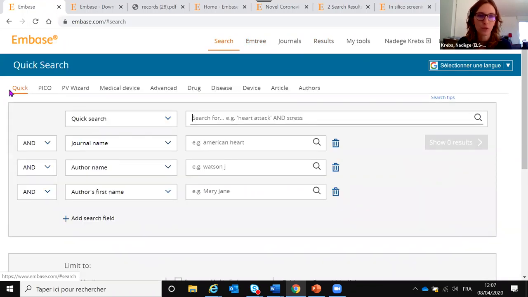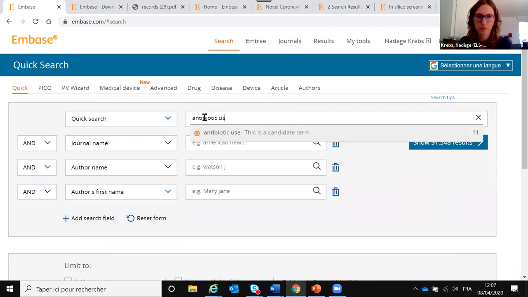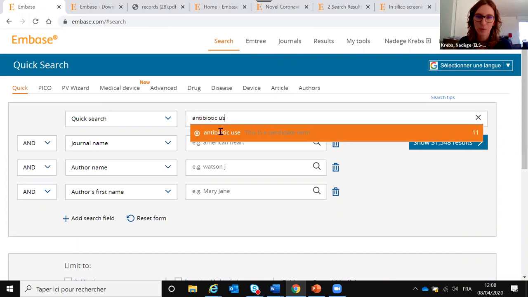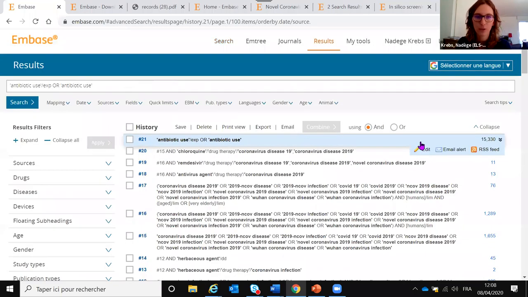I would start the quick search because I want to search. So I go to quick search and I put here antibiotic use. It's a candidate term. So if I put it like this, it will show 15,330 results. So antibiotic use, it's very general or very global. So there are different things we could do.